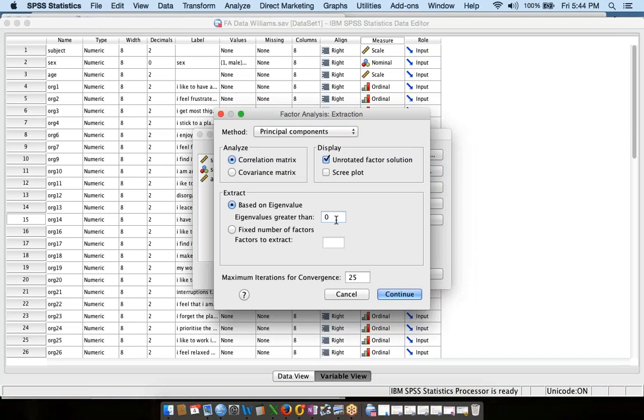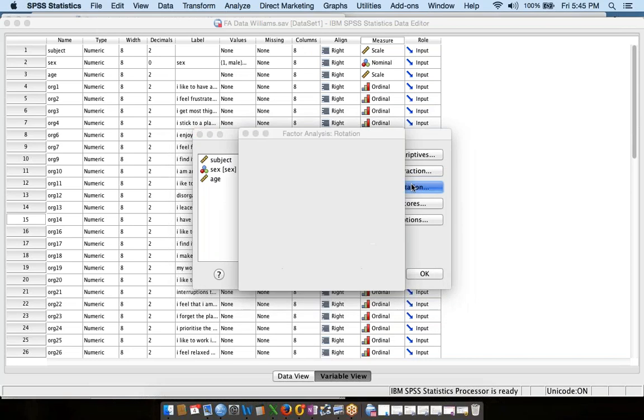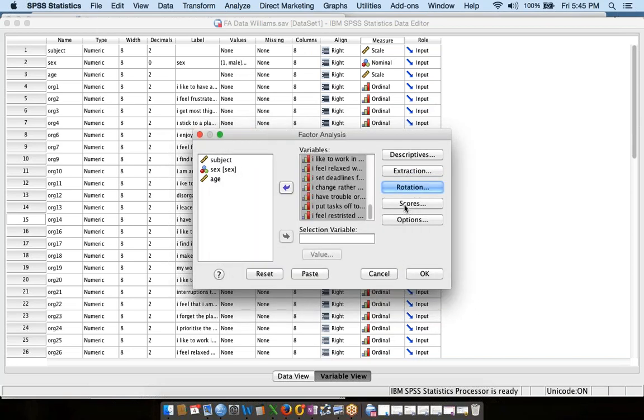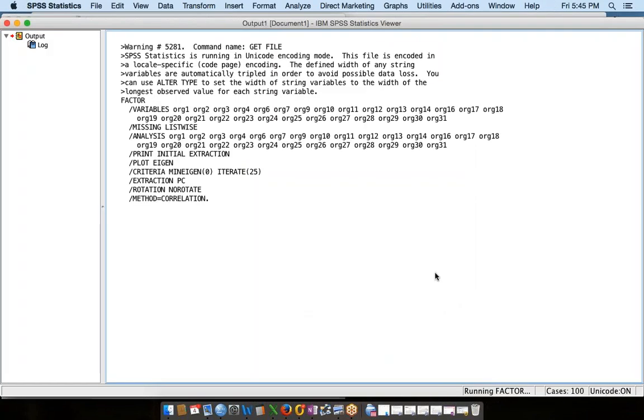So I'm going to change this to 0 like the instructions say. I'm going to ask for the scree plot. I'm going to use principal components. I am not going to use a rotation method. And I'm going to say OK.